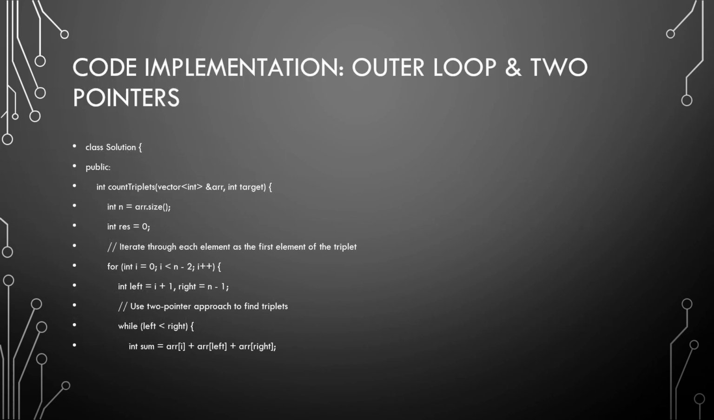Let's look at the core of our implementation. Here we define a class Solution with a function countTriplets, which takes in the sorted array and the target value. We iterate through each element in the array and apply the two-pointer technique. If the sum of the triplet is less than the target, we move the left pointer to the right, and if it's greater, we move the right pointer to the left.